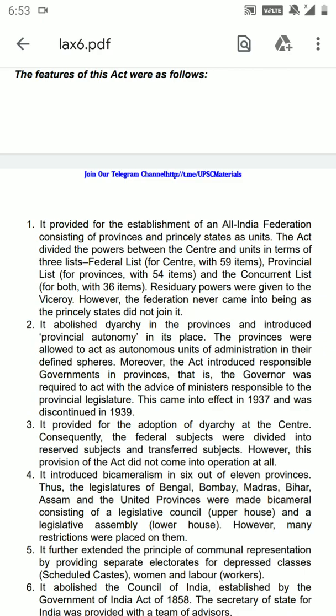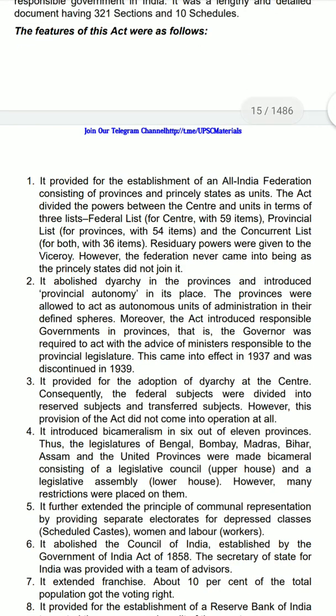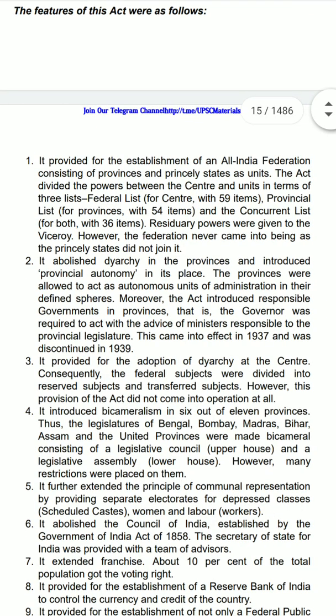The Act divided the powers between the centre and units in terms of 3 lists. Federal list for centre with 59 items, provincial list for provinces with 54 items, and concurrent list for both with 36 items. Residuary powers were given to the viceroy. However, the federation never came into being as the princely states did not join it.